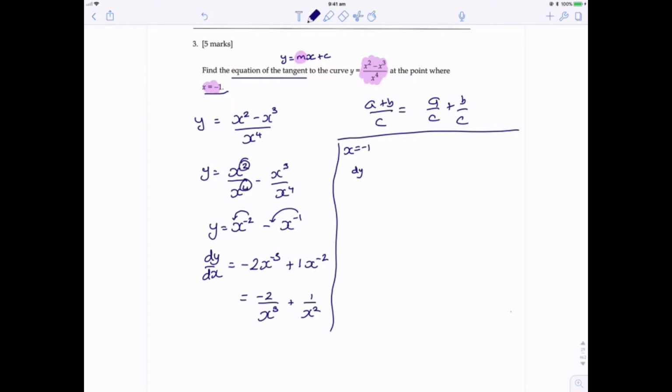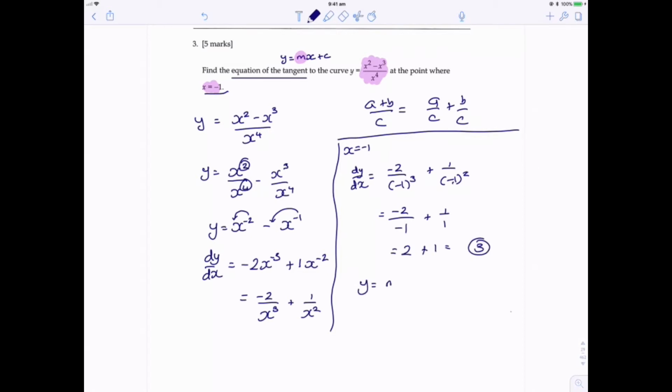So dy by dx would be minus 2 on minus 1 cubed plus 1 on -1 squared. -1 cubed is actually -1. So -1 to an odd index is always negative, and -1 to an even index is positive. And we have plus 1 on 1, because -1 to an even number is positive. -2 divided by -1 is actually 2, because a negative divided by a negative is positive. So we have 2 plus 1, which is 3.